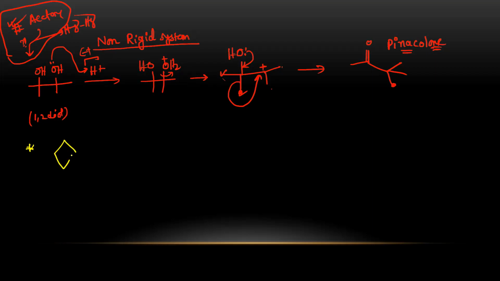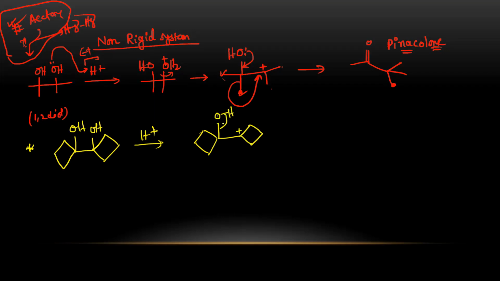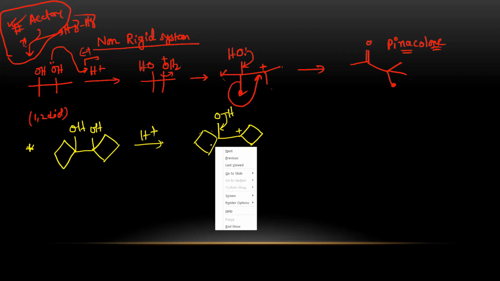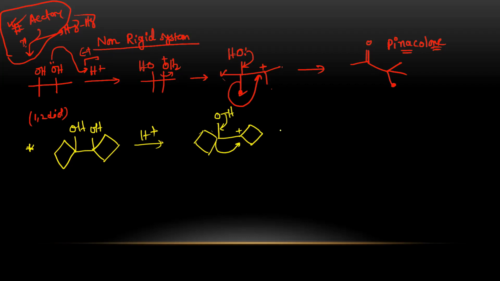Suppose my pinacol is this, OH, OH. I have this pinacol. Now what will happen? First H plus, then water will form and this will be removed, carbocation, and now OH will come, and both groups are equivalent. So this will migrate. Suppose this bond will migrate, not the group. The bond will migrate. So the first example is group migration. This is bond migration. Now what will happen?